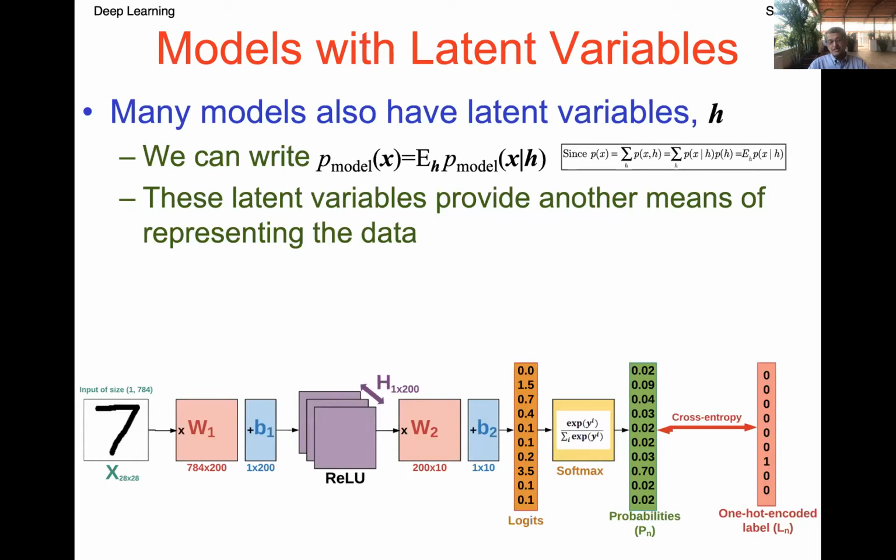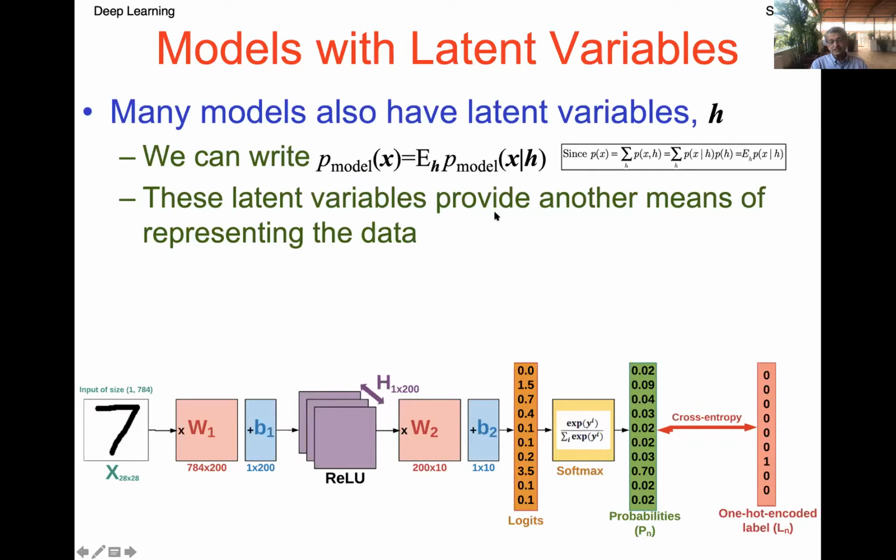But the point of putting this up is that the distribution of the X's, which is all of these images in this input of size 1784, a 1784 dimensional space, which is a 28 by 28 image, is modeled by a set of values H here. So given H, the distribution of X is given by P model of X given H. It's a conditional distribution. And the expectation over H is just an average over all values of H. So there is the relationship.